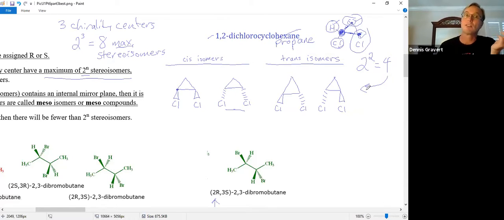However, there's 2 tests for chirality, right? One test is, can you find an atom with 4 different groups? Yes, we did. In fact, we found 2. The other test is if you can find an internal plane of symmetry, then the molecule is not chiral.